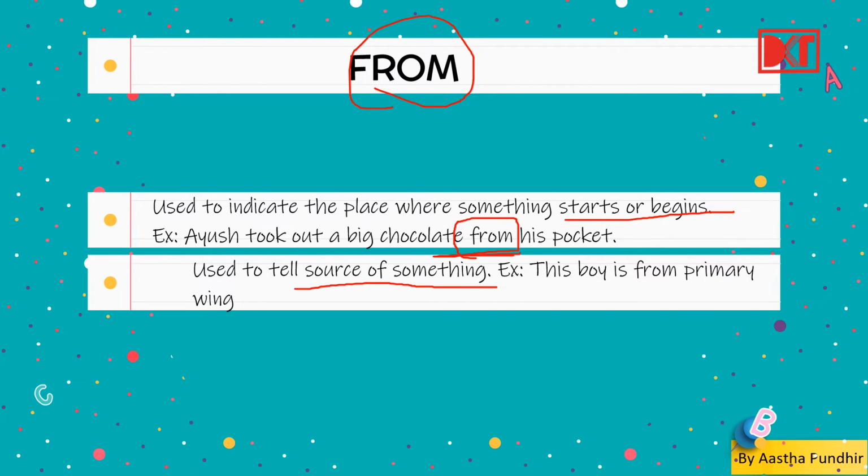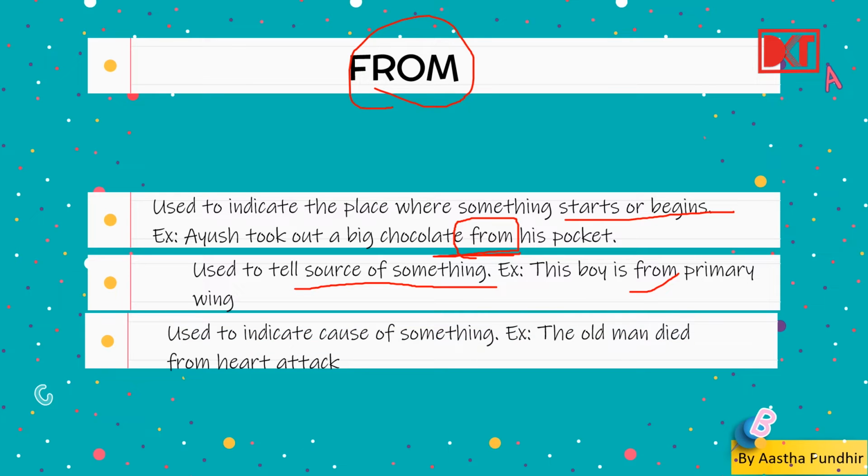Then used to tell source of something. This boy is from primary school. कहाँ से है ये boy? He is from primary school, primary wing. Then used to indicate the cause of something. कि किस चीज की वजह से कुछ हो रहा है, इसका source क्या है. The old man died from heart attack. From heart attack. The cause was heart attack. So it is used to indicate the place where something starts or begins, to tell the source of something, and to indicate cause of something.